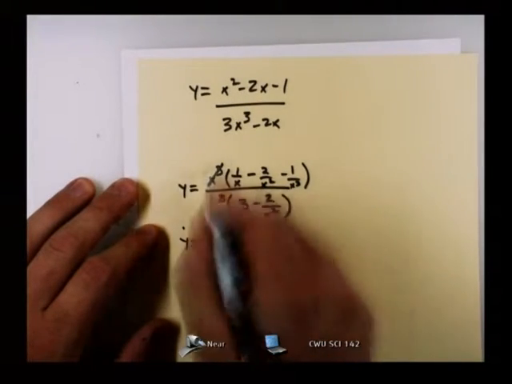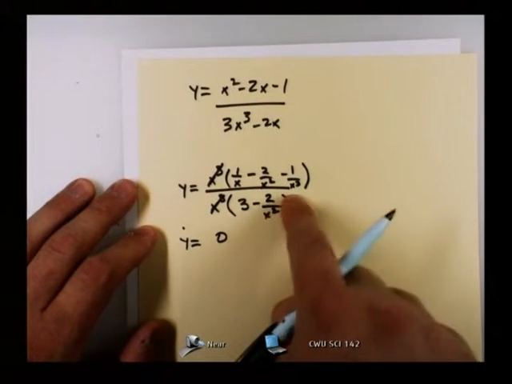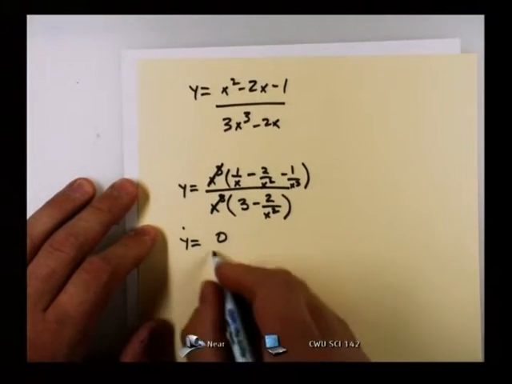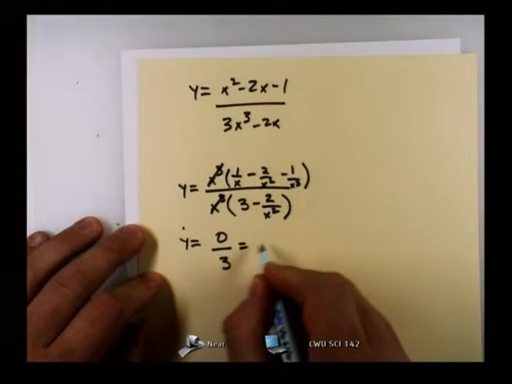So on the top I have 0. On the bottom I have 3 minus, what's this going to go to? It goes towards 0. So y equals 0 over 3. So where is my horizontal asymptote after this one? It's at 0.